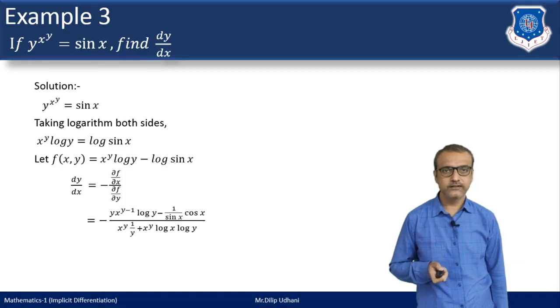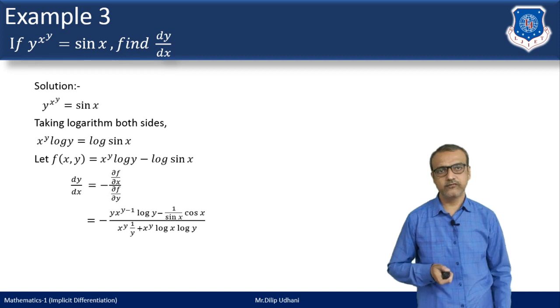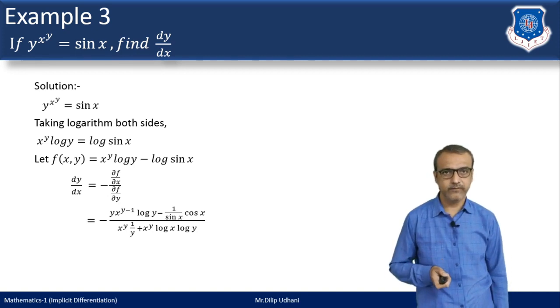Now in the denominator, that is del f by del y, it means we have to differentiate function of xy partially with respect to y, keeping x constant. So the first term, x raised to y into log y, both are functions of y. So we will apply product rule. So first term, x raised to y will be as it is. Now derivative of log y, answer is 1 over y. Then after plus second term, log y will be constant.